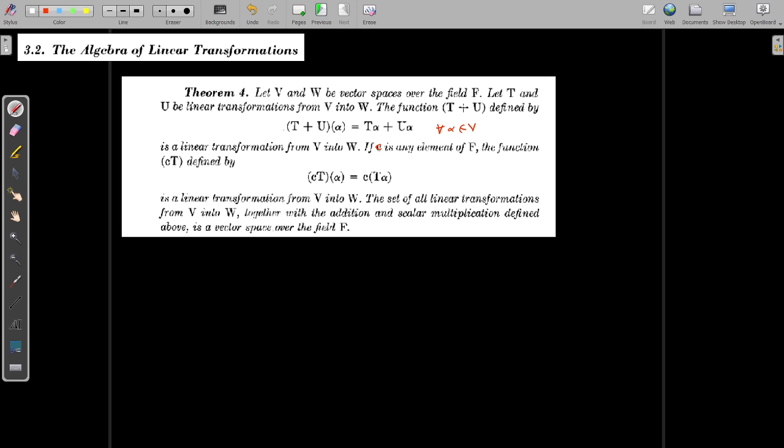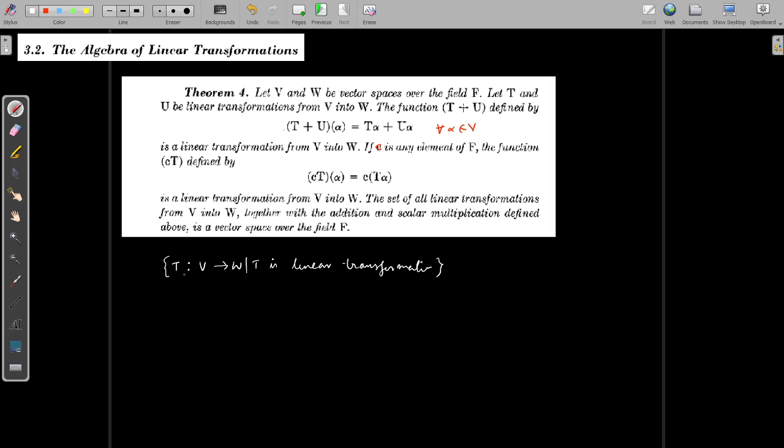So first we need to prove that, consider the set of all linear transformations T from V into W. We need to prove that this is a vector space with respect to these two operations. So that is the idea.